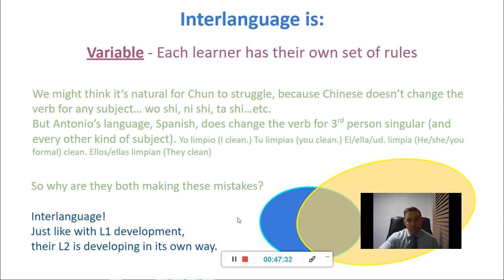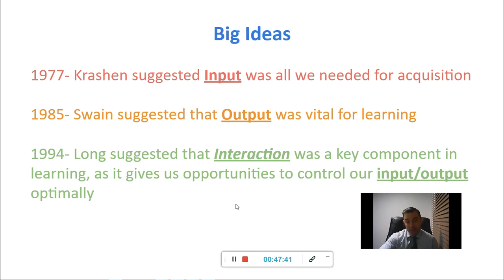The reason they're both making those errors is just interlanguage. So just like with L1 development, their L2 is developing in its own way.